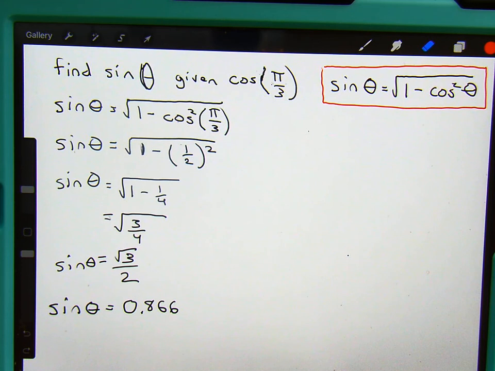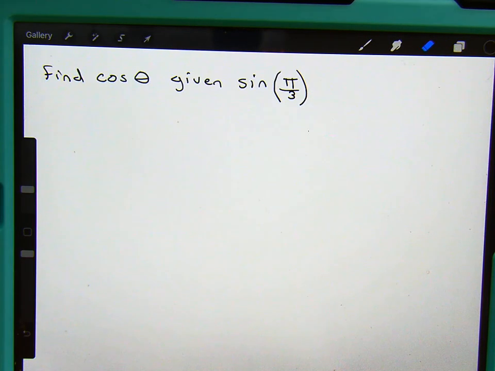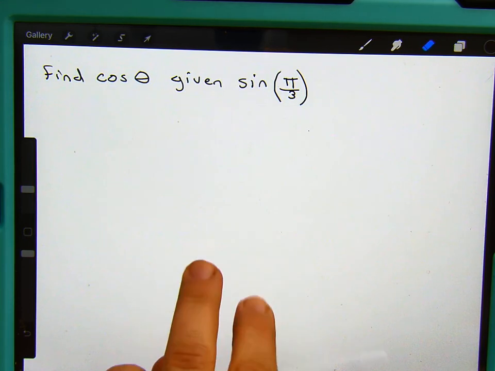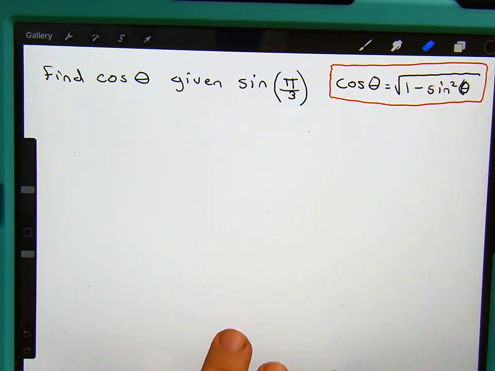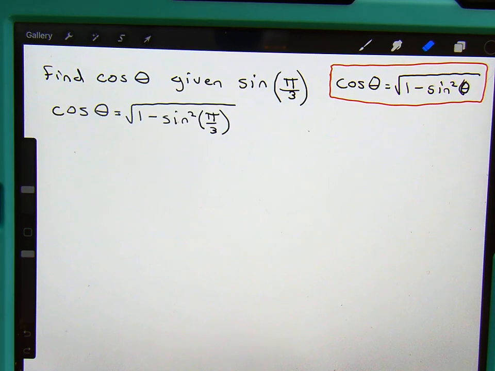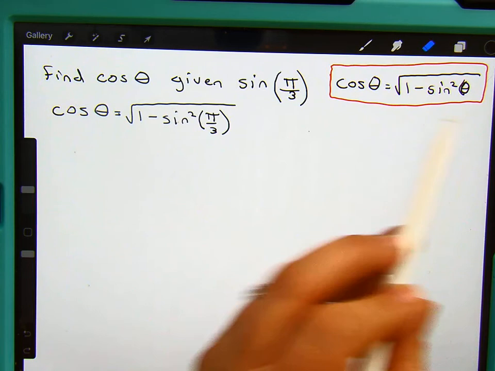So we'll look at another example. Pause it, copy it down. Let's say we're asked to find cosine theta given sine at a said radian. So we are going to say, okay, that's the formula that I need to use to find cosine. I'm going to write my formula and substitute in my theta.